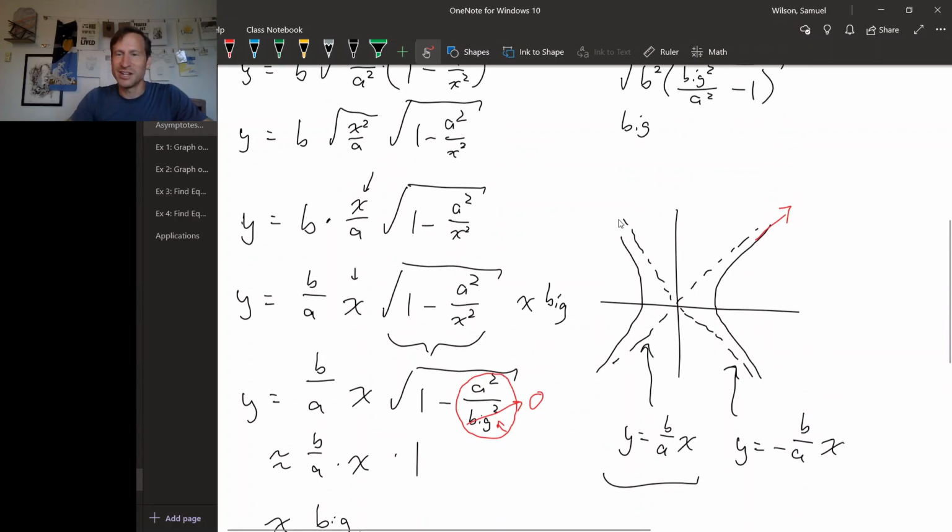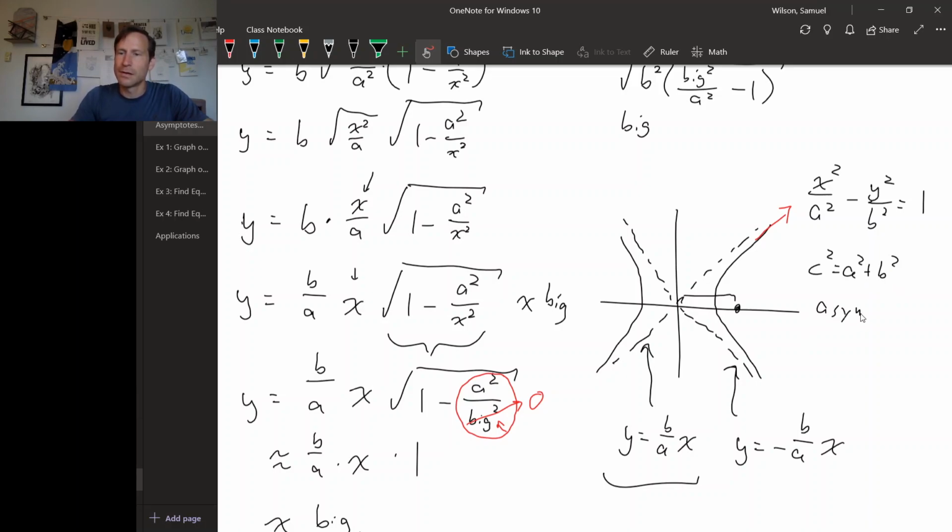So the short version here, to put together everything we know about this hyperbola: its equation is x squared over a squared minus y squared over b squared equals 1. The focal length, the distance from the center to the focus, that's c, and c squared is a squared plus b squared. And the asymptotes are y equals, there are two asymptotes, y equals plus b over a times x and minus b over a times x.